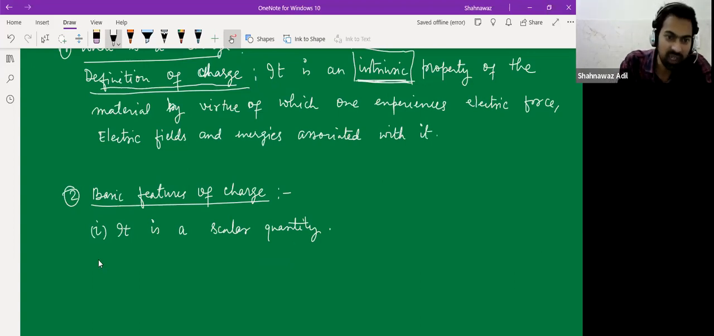So the second feature is that the SI unit of charge is what? It is the Coulomb, right?